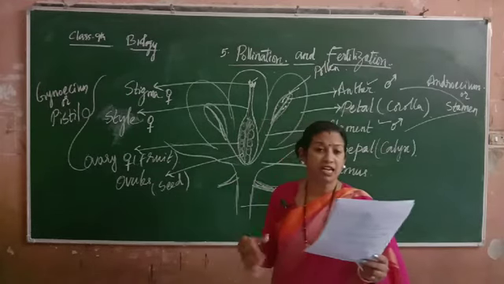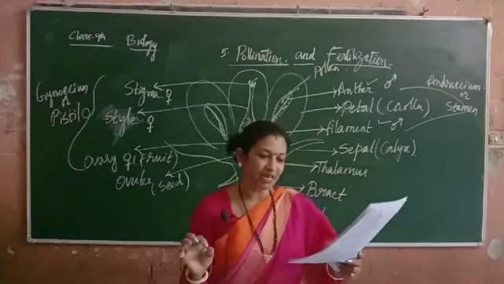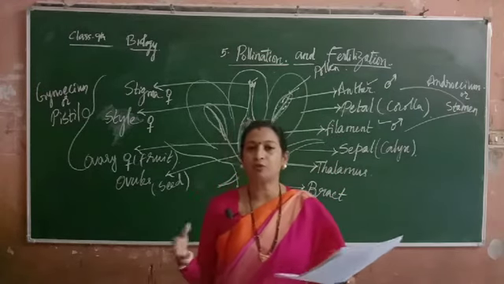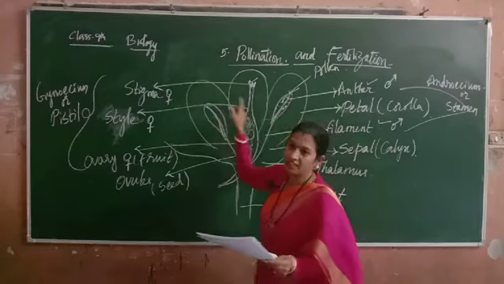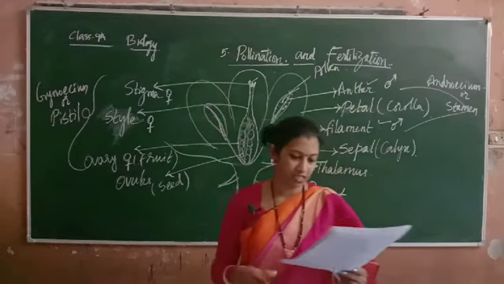Pollen is produced in large quantities. Pollen grains should be dry and smooth. Stigmas should be feathery so that they can take the pollen in.